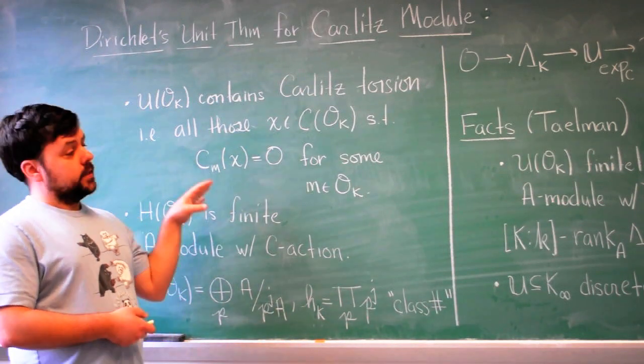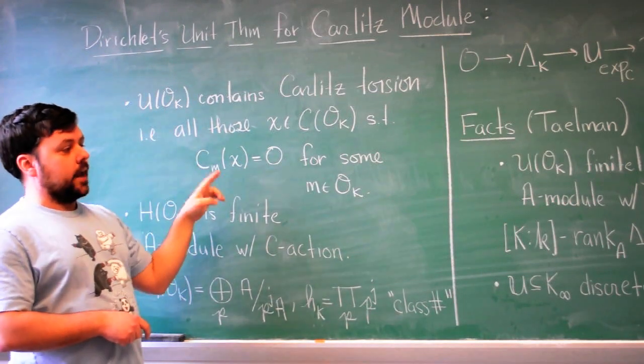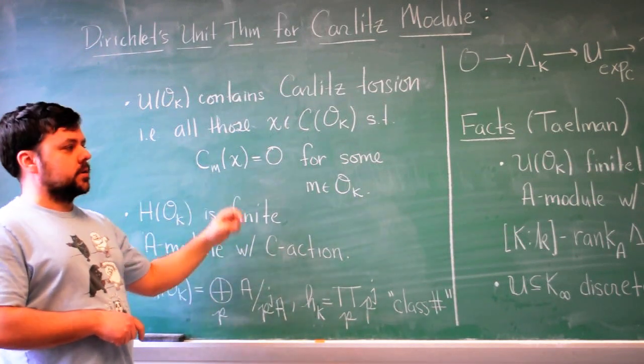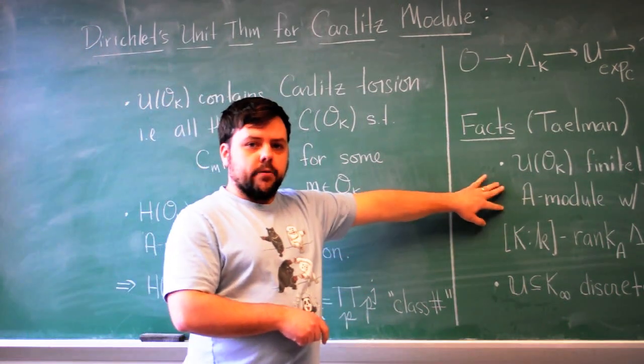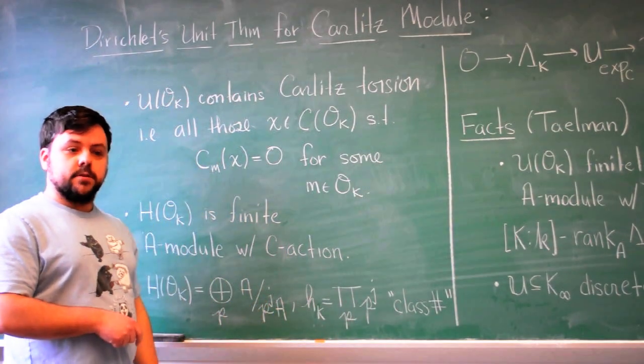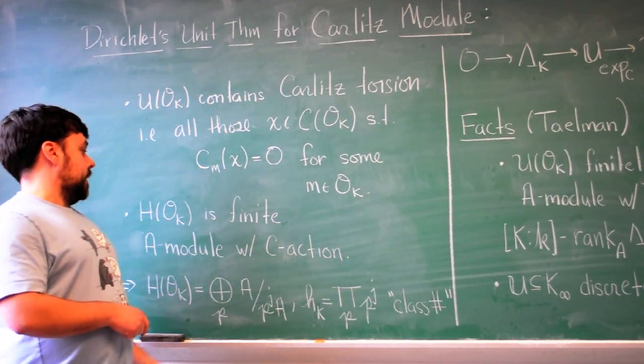But anyway, the point is that our unit module seems to contain all the right stuff. It contains the torsion bits. It contains the cyclotomic units. It has the right rank as an A-module. It's the divisible closure of the cyclotomic units. So it seems to be just the right guy to look at.